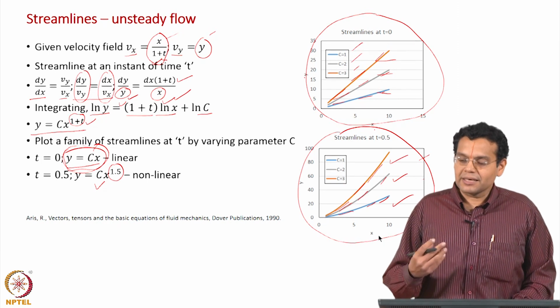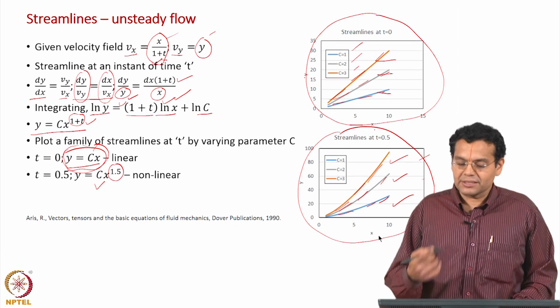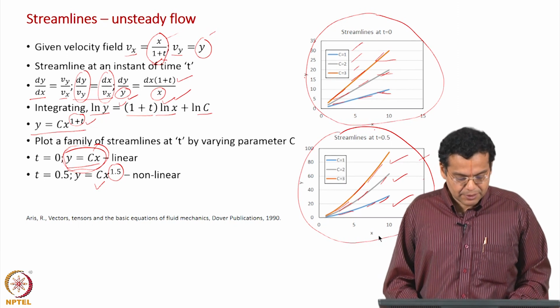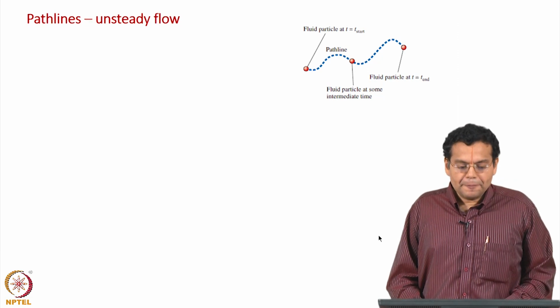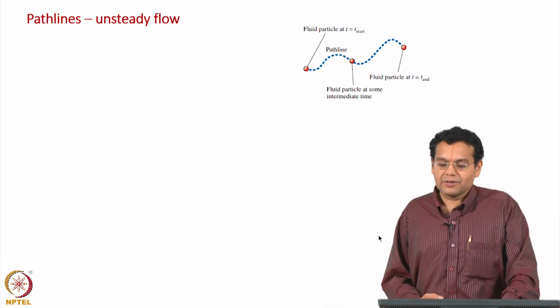This was not the attention of the earlier example. So, we took a steady state example. Okay. Path lines for unsteady flow.